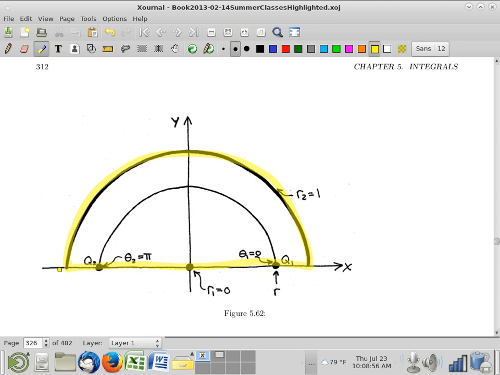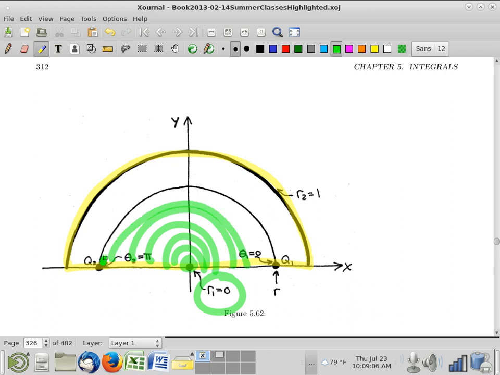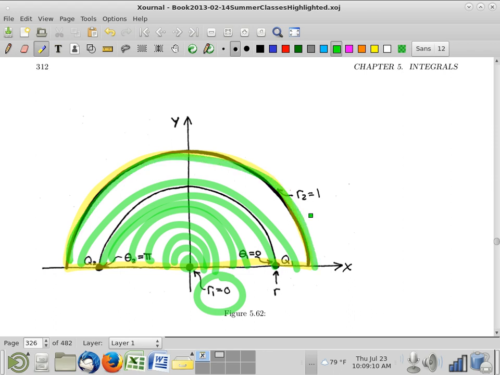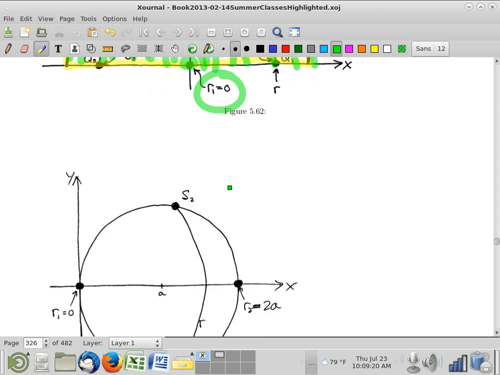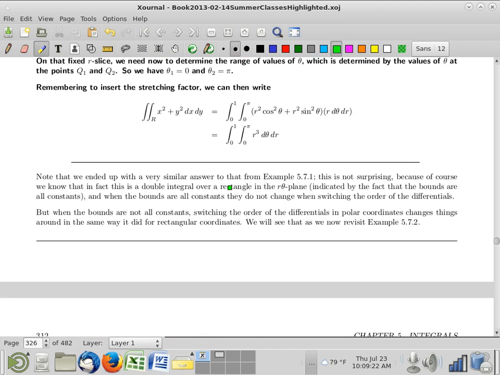So that being said, what's the range of values of r here? Well, your first r slice is 0. And this is what r slices look like as you keep going. Bad drawing, but that's what they look like. And the last one is where r equals 1. So you could start with r going from 0 to 1. Here we go. r goes from 0 to 1.